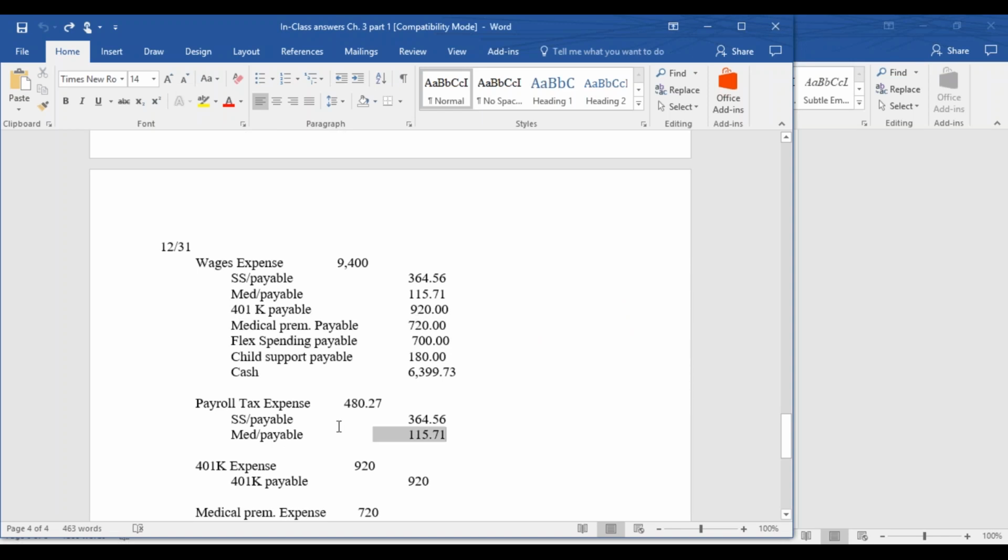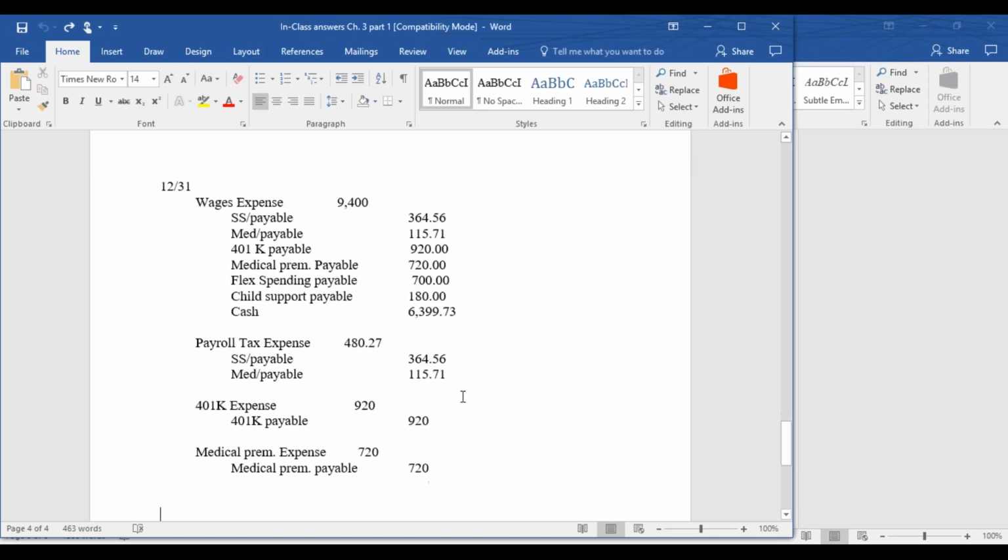The next piece I show here is the payroll tax expense. Remember, the employer will pay the exact same amount as the employee did for Social Security and Medicare. So that's an additional expense for the employer. And I also told us in the problem, and this is where this comes into play, the employer said they were going to match the premiums and the 401k. So they're having to pay an additional expense. Every one of these expenses is something additional the employer has to pay out of their pocket.